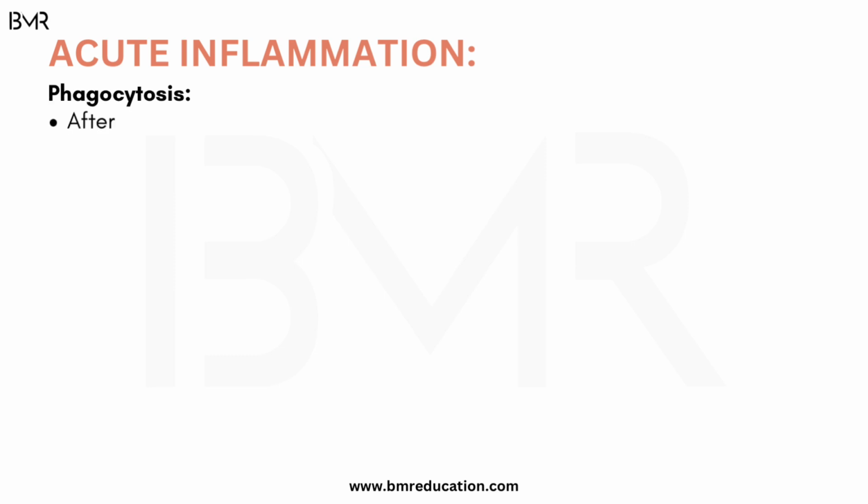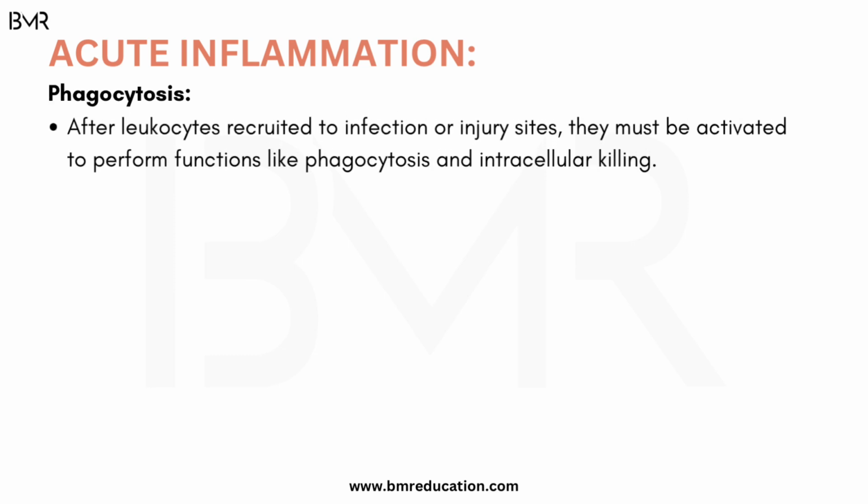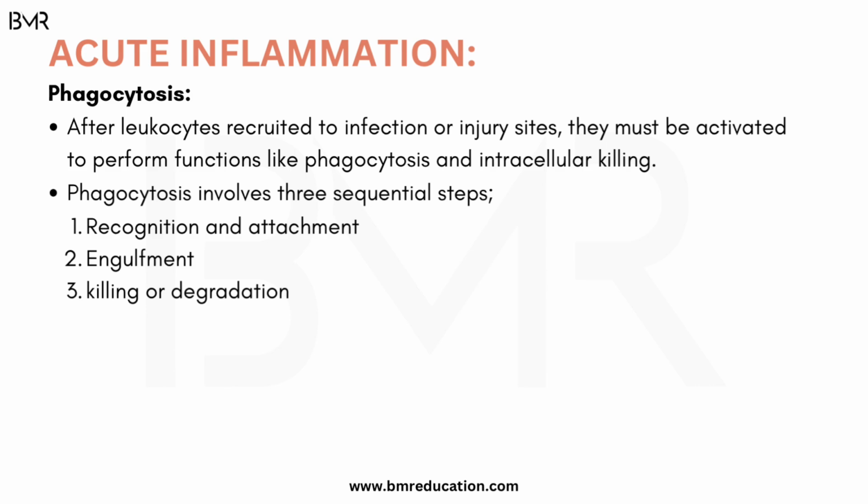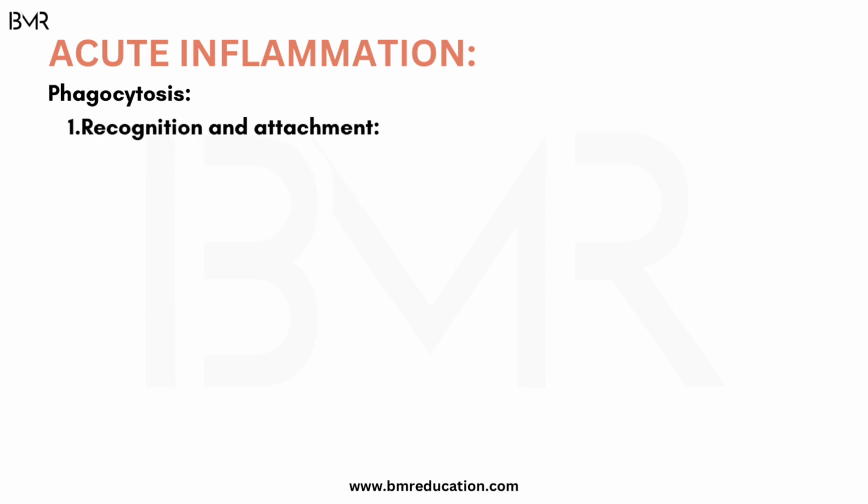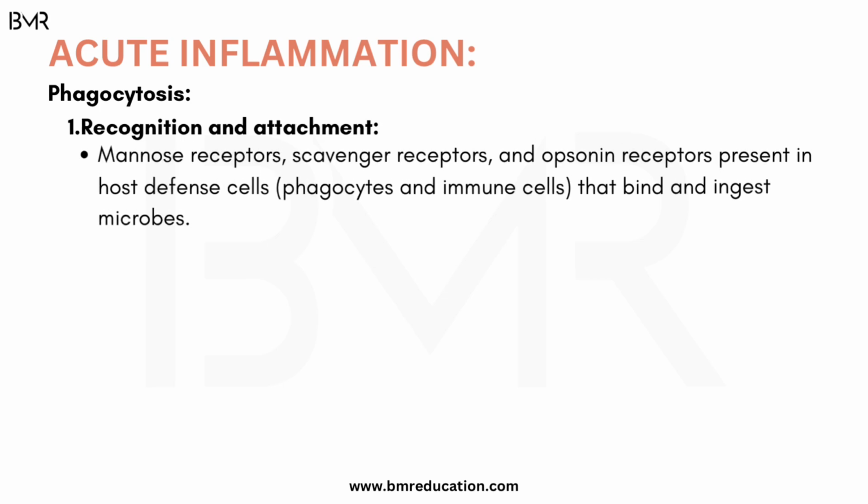Phagocytosis. After leukocytes are recruited to infection or injury sites, they must be activated to perform functions like phagocytosis and intracellular killing. Phagocytosis involves three sequential steps. The first step in phagocytosis is recognition and attachment. Mannose receptors, scavenger receptors, and opsonin receptors are present in host defense cells and bind and ingest microbes.